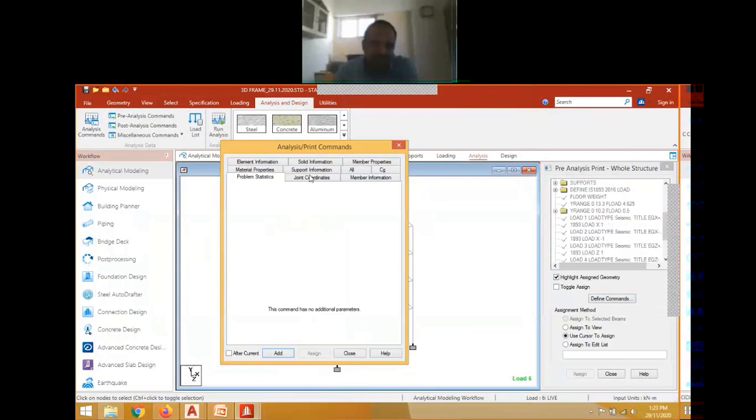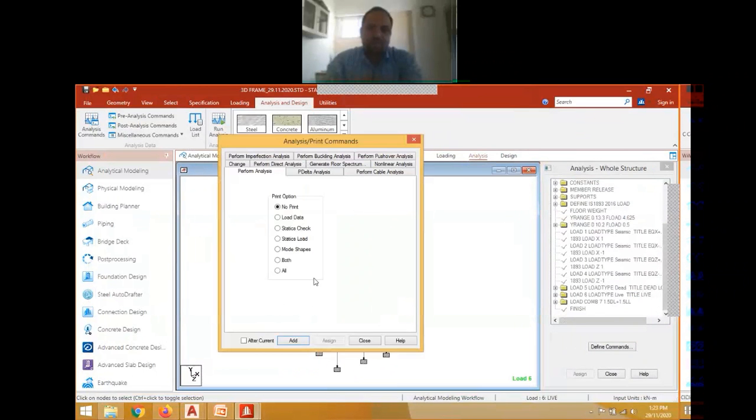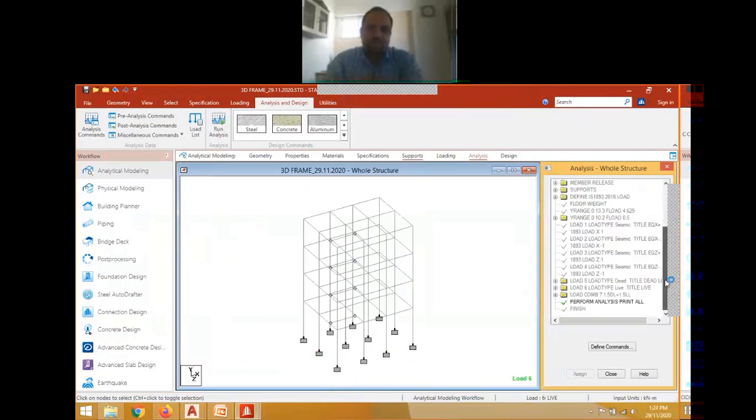So you can select and add item by item if you want. I will not add anything in this. But there are items like member information, joint information, member properties, material properties, etc. that you can add, correct? And then comes the analysis. So analysis, I will just add all and say add. And then just close this command. You can see here, this is perform analysis print all. This command is added.